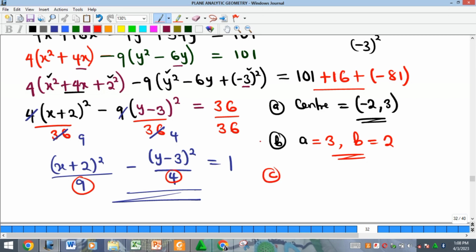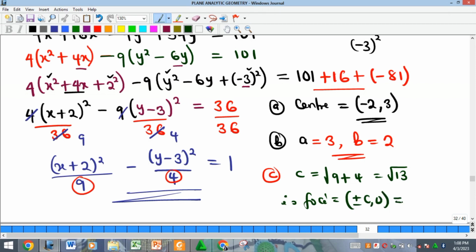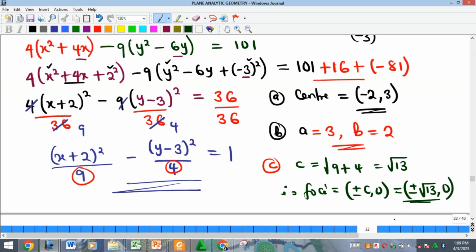And finally, for the foci, we need to get the value of our c. Our c is the square root of a squared, which is 9, plus b squared, which is 4. That's going to give us the square root of 13. Therefore, the foci, which is equal to plus or minus c comma 0, is just equal to plus or minus root 13, comma 0, and that is the coordinate of the foci for this particular hyperbola. And of course, that is all I have for you.